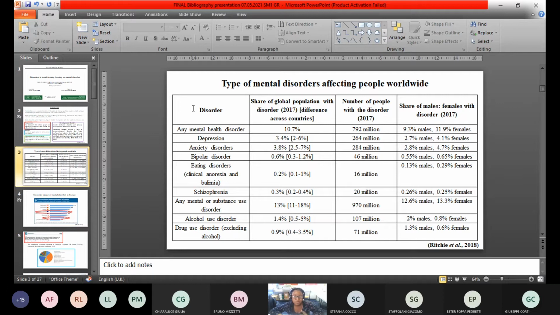And it can be noted from this table that the majority of these disorders seem to affect more females than they do males. It's only in the three, which is alcohol use and drug use, as well as schizophrenia, where males are affected more than females.